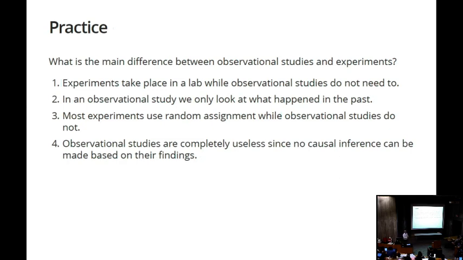Number two is actually referencing something else that we defined on the first day. That is not an observational study. That's a retrospective where we're looking back at the past. It is a thing, but it doesn't apply to all observational studies. And number four, if that were true, 90% of science becomes bunk overnight. So let's hope that one's not true. So that leaves number three, that in fact, the key difference between an experiment and an observational study is the use of random assignment.